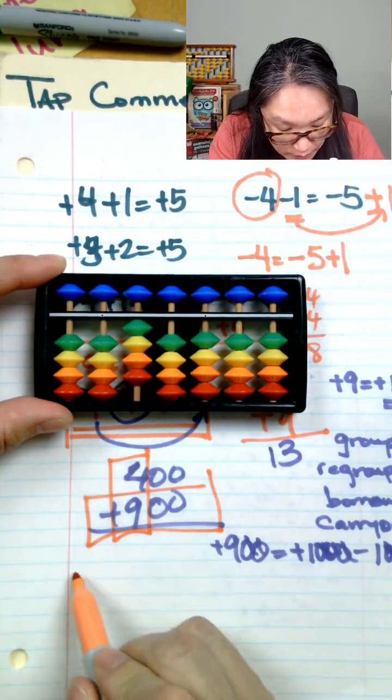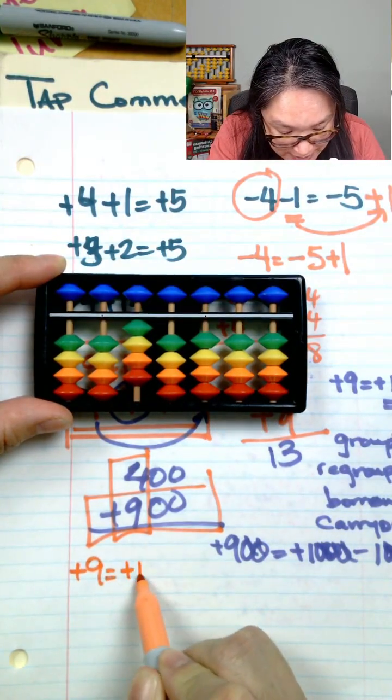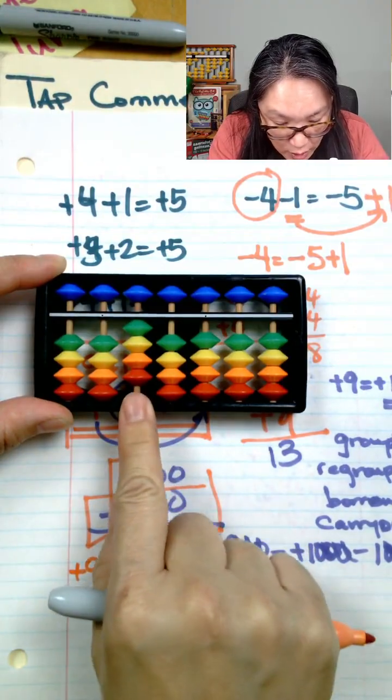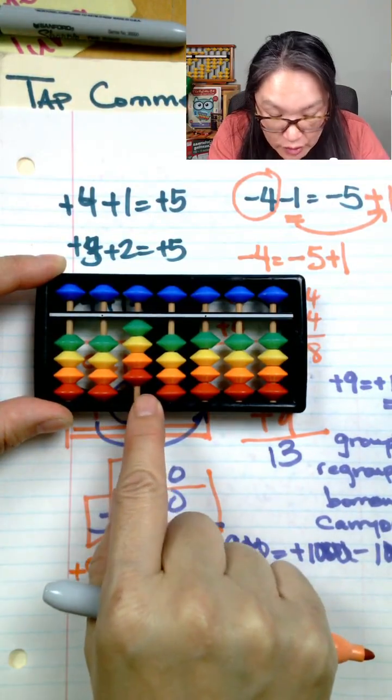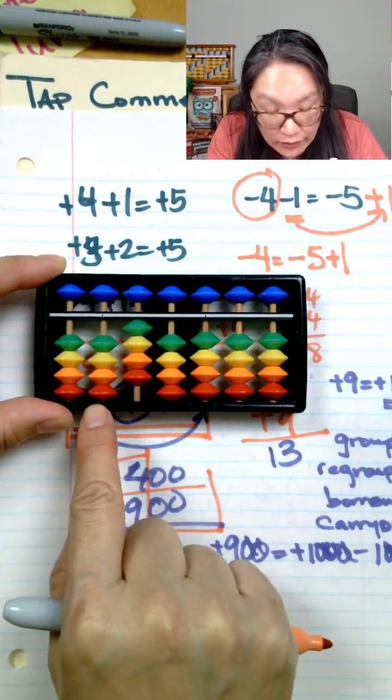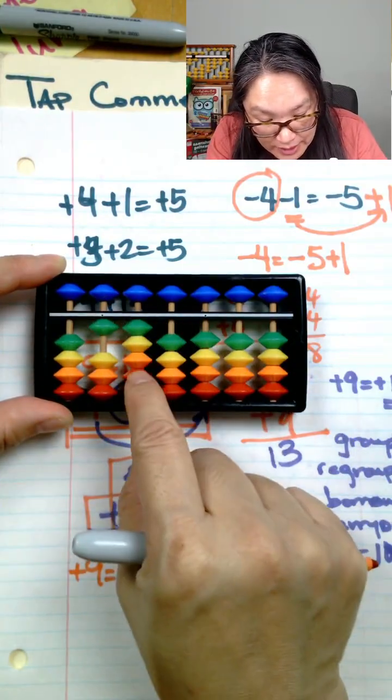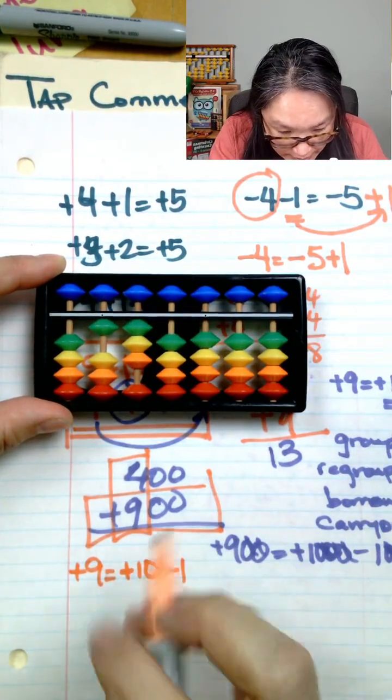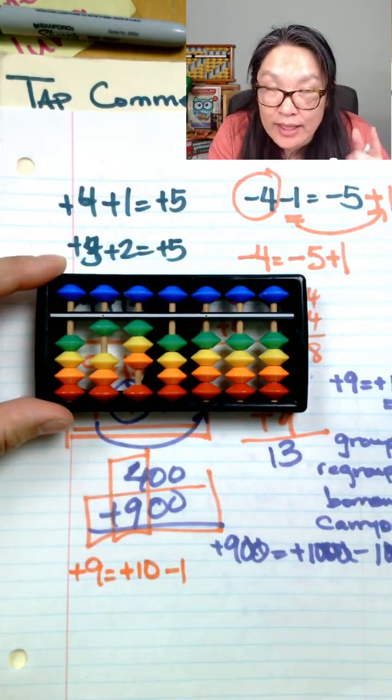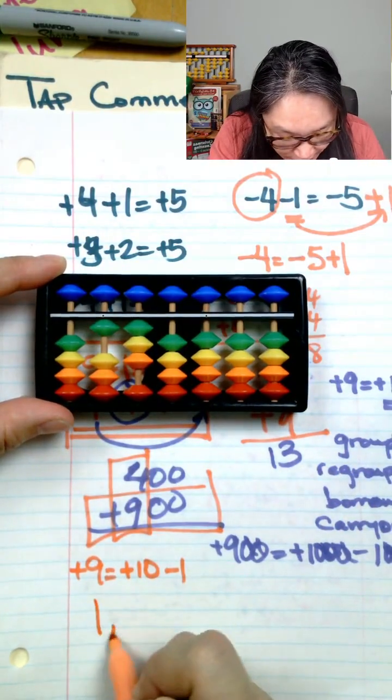So we add the 9. What are we going to do? We're going to plus the 9 is equal to plus the 10 minus 1. So all I'm going to do is plus the 10. I just need to go to the next column over. Next column over, I plus the 10, and I take away the 1. And my answer is, because my dot tells me that I'm at the thousands, so it'll be 1,300.